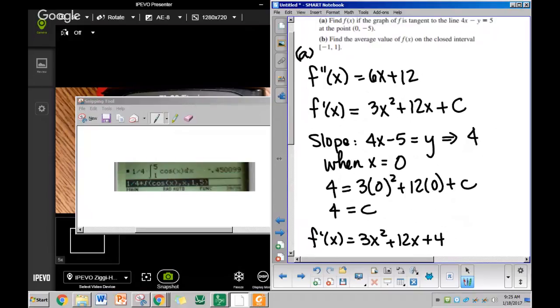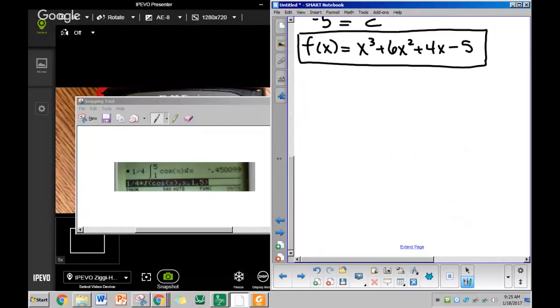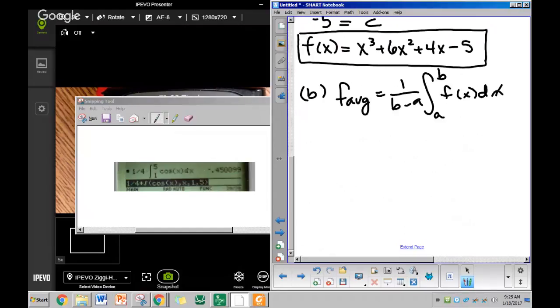Part B says find the average value of f of x from -1 to 1. Well, average value. Good, 1 over b minus a. Average is equal to 1 over b minus a times the integral from a to b of f of x dx. So we know it's equal to 1 over 1 minus negative 1, which is 1/2, times the integral from -1 to 1 of our function here, which is x cubed plus 6x squared plus 4x minus 5 dx.